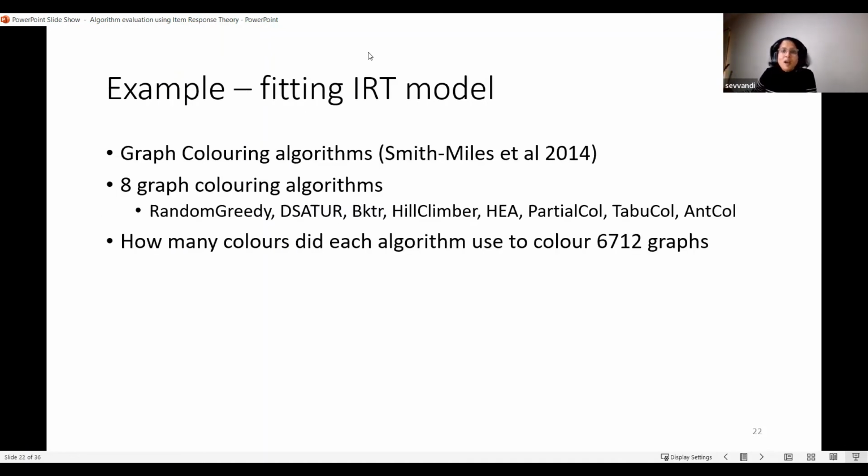So now that I've talked about that part, I'm going to talk about an example. This is the graph coloring algorithm work that Kate and the team did in the 2014 paper. They have 8 graph coloring algorithms, and the performance is a matrix. The columns are each algorithm, and the rows correspond to each graph. Each row says how many colors each algorithm used to color these graphs. And they have it on 6,000 odd graphs.